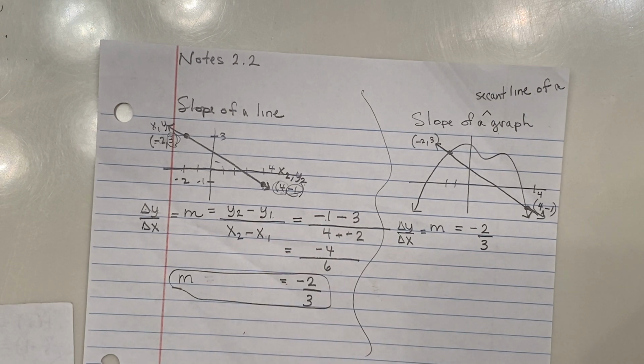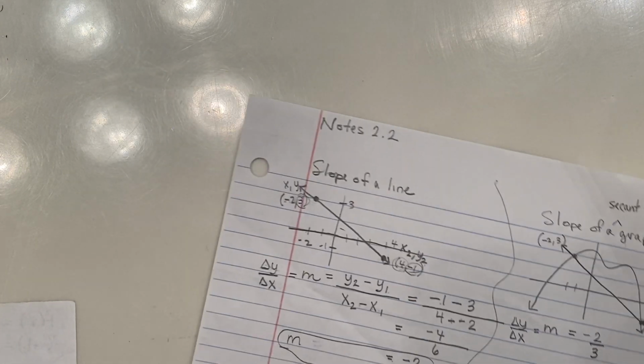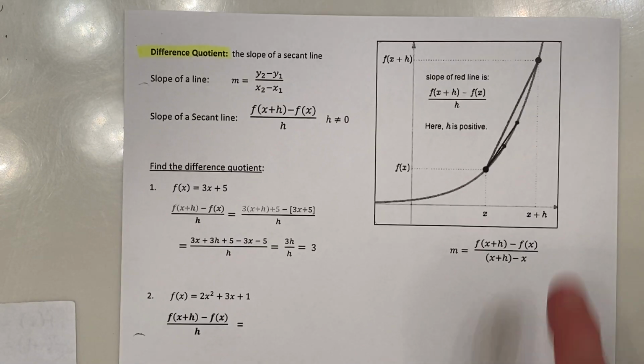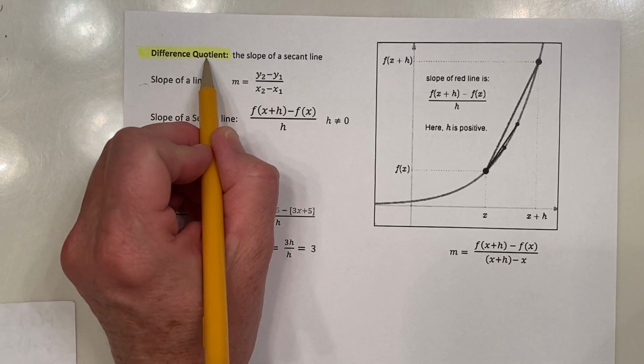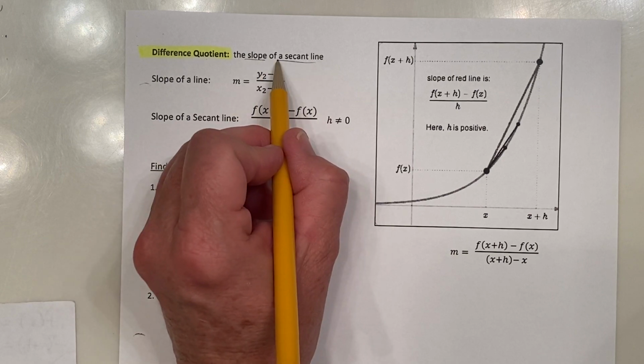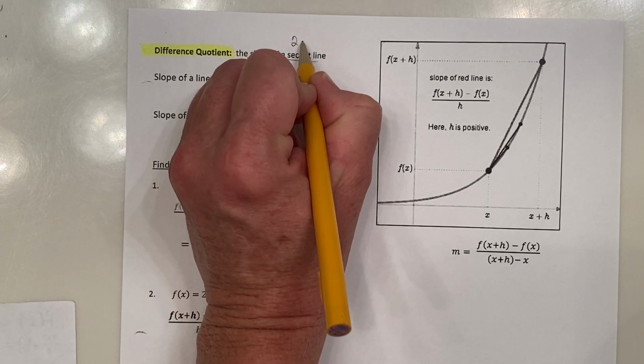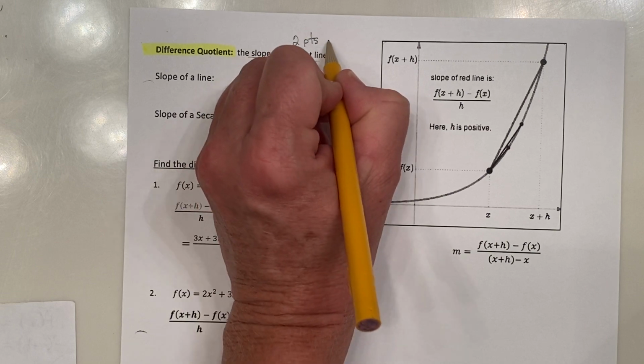All right, let's see if anything that we did here will help us make some connections to this graph that we have over here that looks a little scary because it doesn't have numbers on it. All right, back to what we're supposed to be doing. The difference quotient is the slope of a secant line. What's a secant line? Well, it's a line through 2 points on a graph.